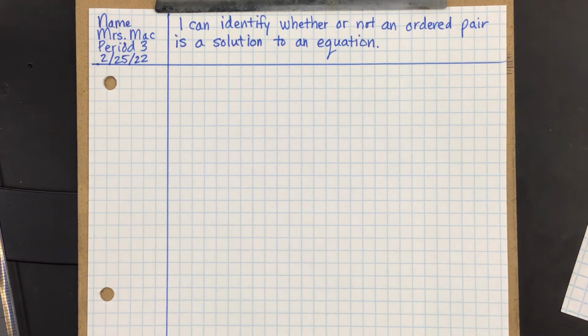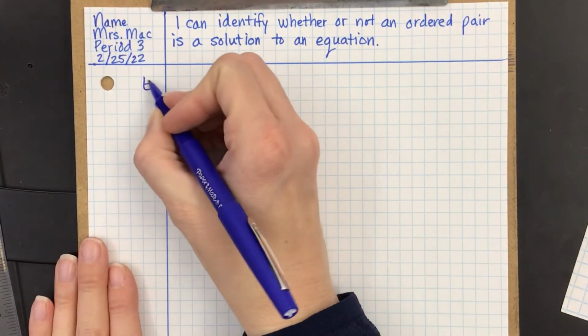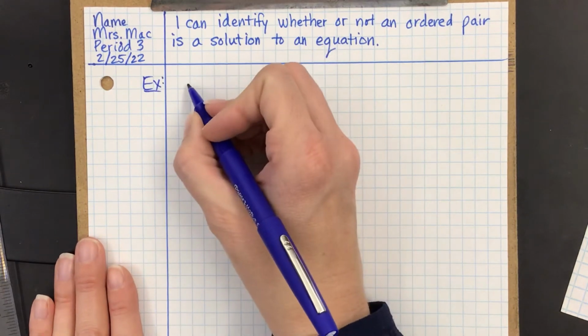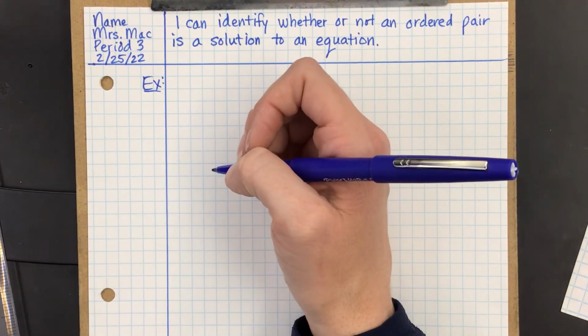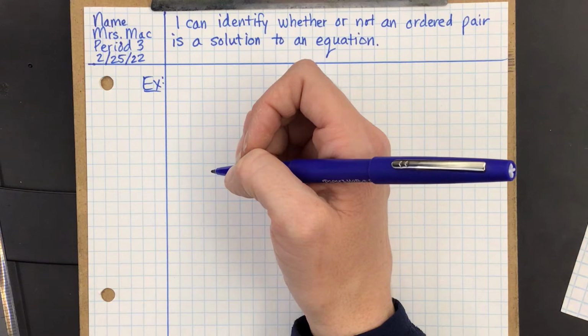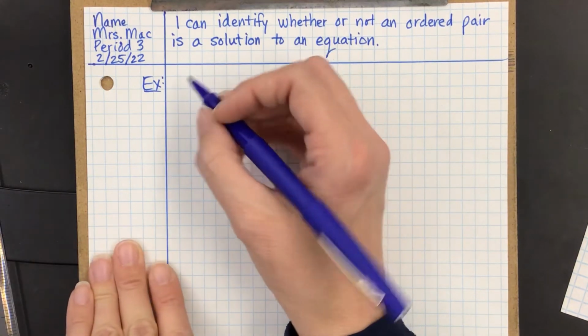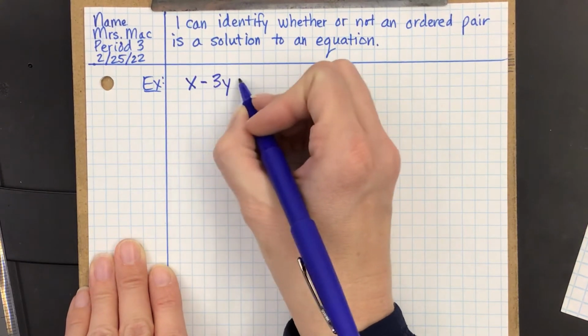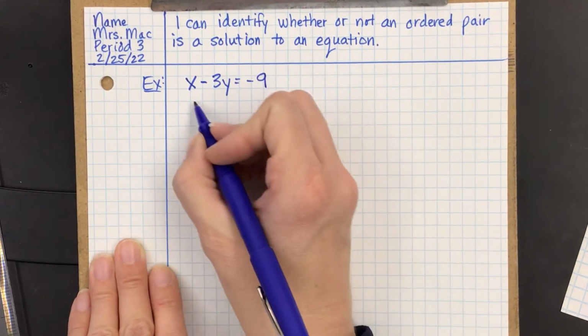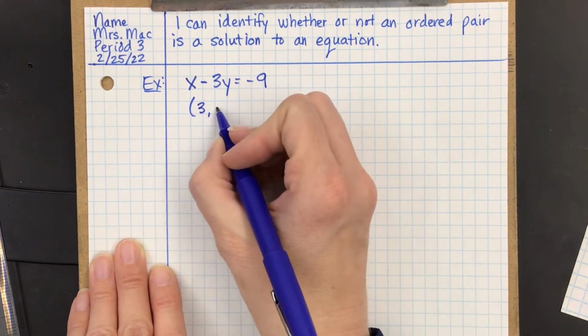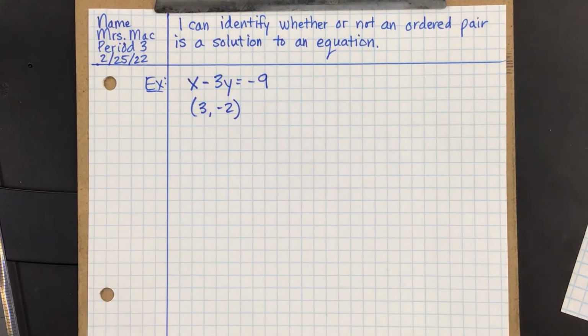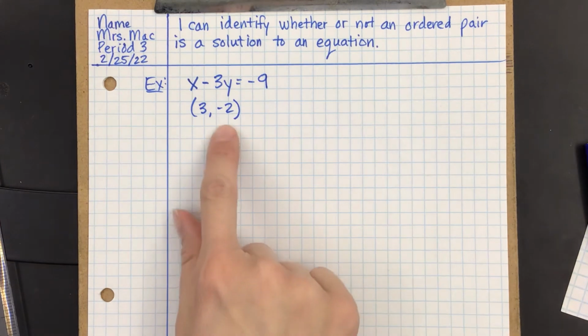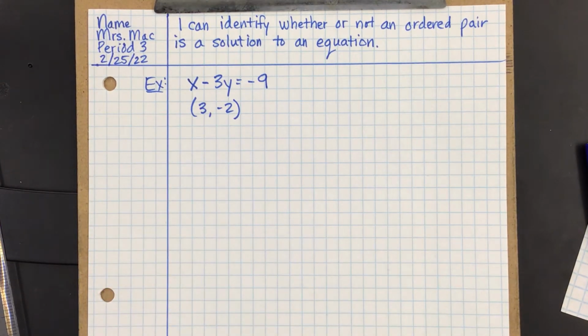Okay, so today we're going to be identifying whether or not an ordered pair is a solution to an equation. So I'm going to give you linear equations. They're not all in the form that you're used to, which is slope-intercept form, but they're still considered linear equations. And here's our point. So we're going to decide, is this ordered pair a solution to this equation?